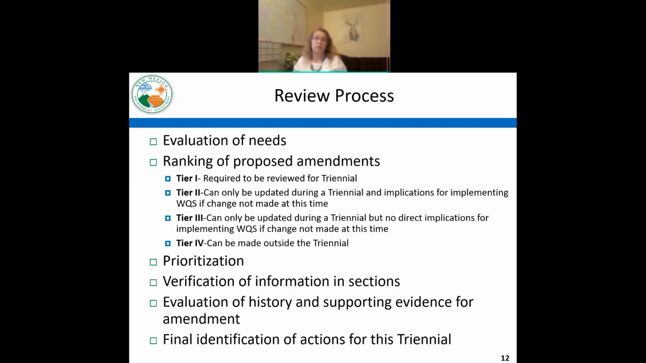For each of those that were identified as being Tier 1 or Tier 2, an in-depth analysis of the information needed to support the amendment, along with the history of that section, was conducted to ensure there was enough evidence available to proceed. And this has led us to a working list of potential amendments for the 2020 Triennial Review that we're here to discuss with you today.